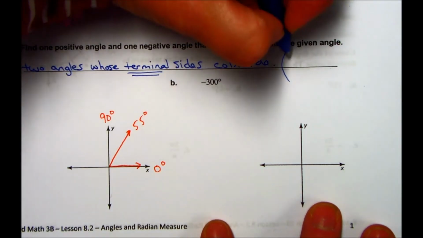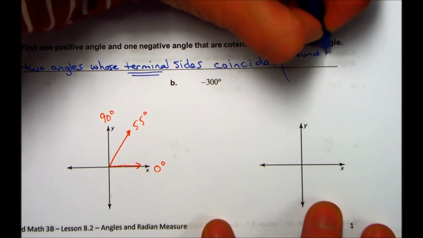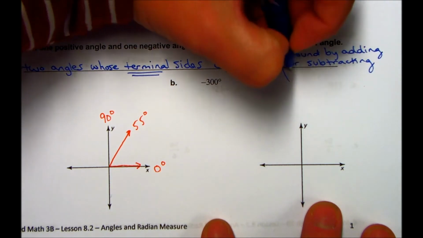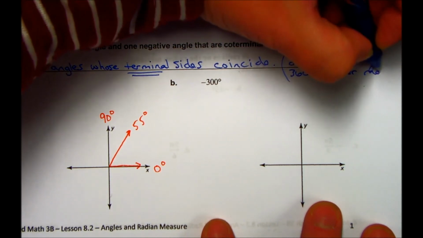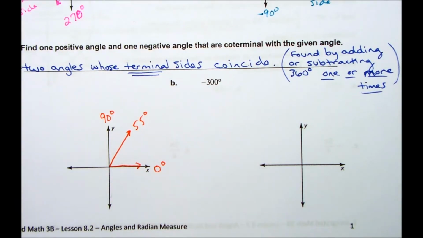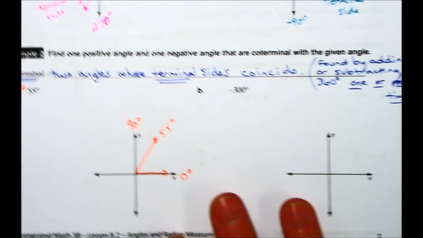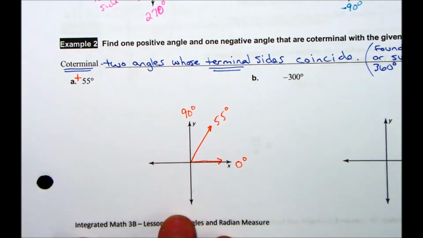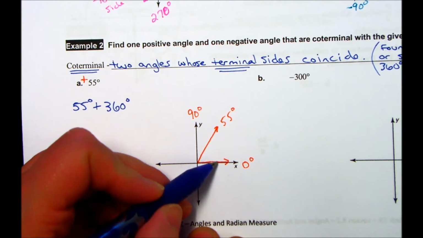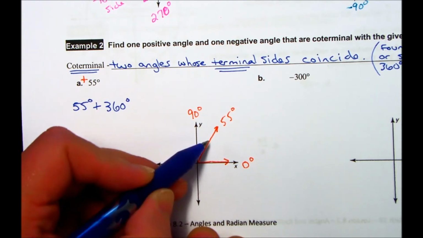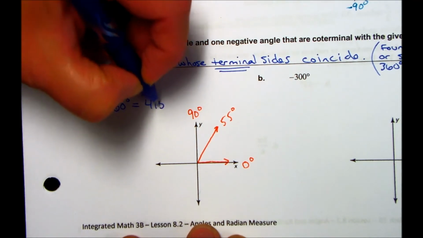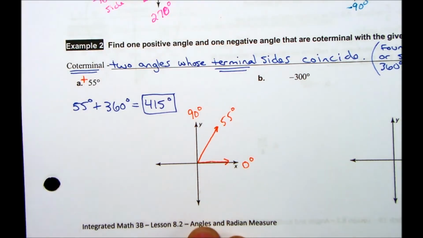The way that you do this, these angles are found by adding or subtracting 360 degrees one or more times to the original measurement. So if we're starting with 55, we could just take the given angle, 55 degrees, and add 360 degrees. That would mean I'm going 55 degrees, but then I'm going another full circle from there, so that would end up being the same terminal side. If I just add that together, I would get 415 degrees. So that would be considered a coterminal angle.